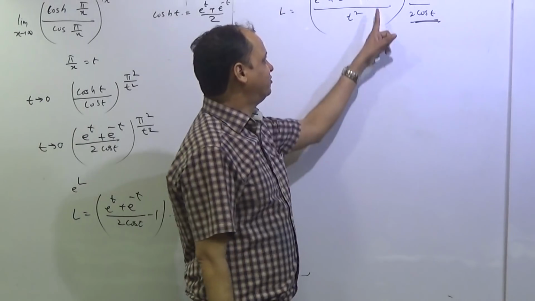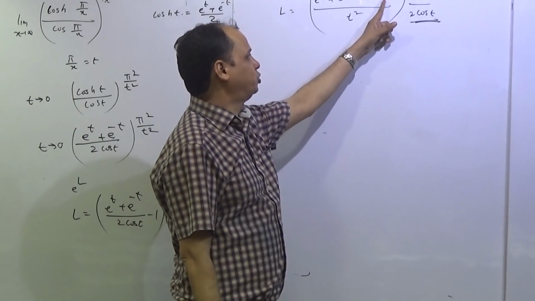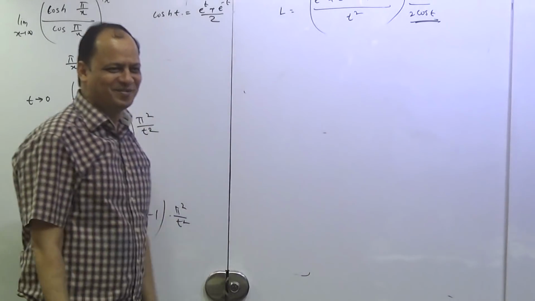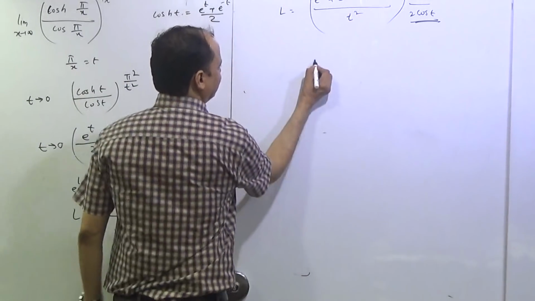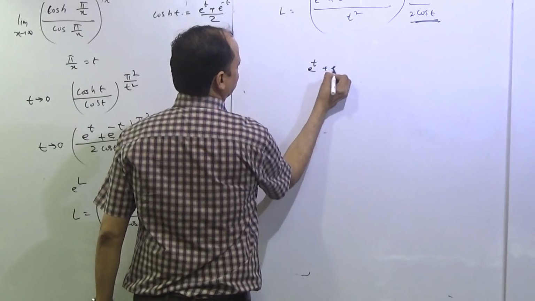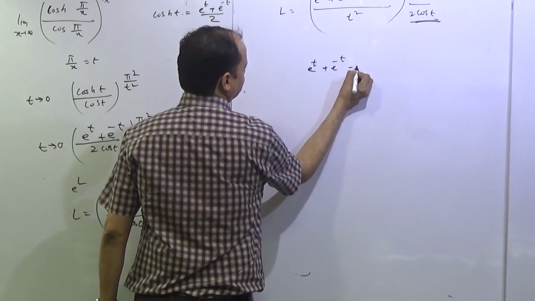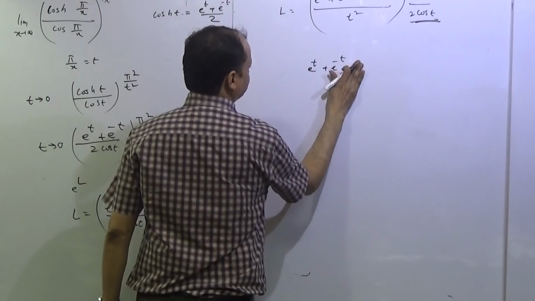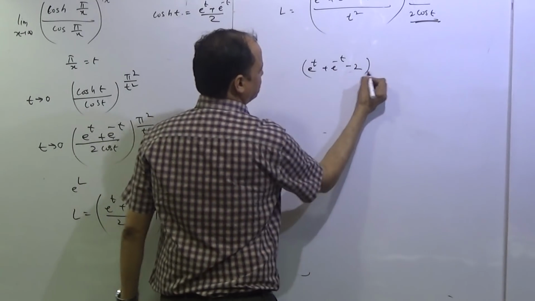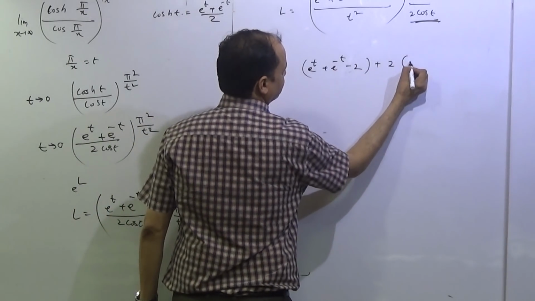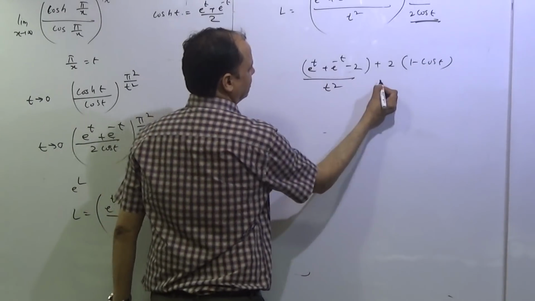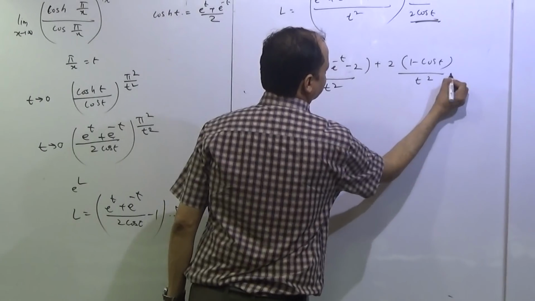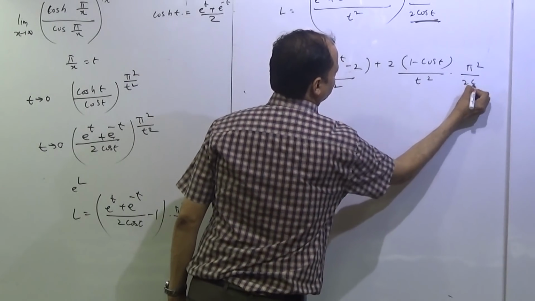Are you not tempted to add and subtract 2 over here? Yes sir, because that will be balanced with the t square. So let's see, e to the power t plus e to the power minus t minus 2, plus 2 minus 2 cos t, that is 2 into 1 minus cos t, divided by t square, and divided by t square. Yes sir, pi square by 2 cos t.